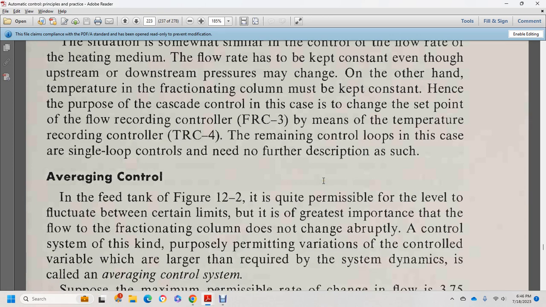Averaging control and feedback, as in figure 12.2, permit the level to fluctuate between certain limits. This is of the greatest importance where the flow from the fractionating column must not change abruptly. A control system whose purpose is to permit larger variation of the controlled variable, as required by the system dynamics, is called an averaging control system.